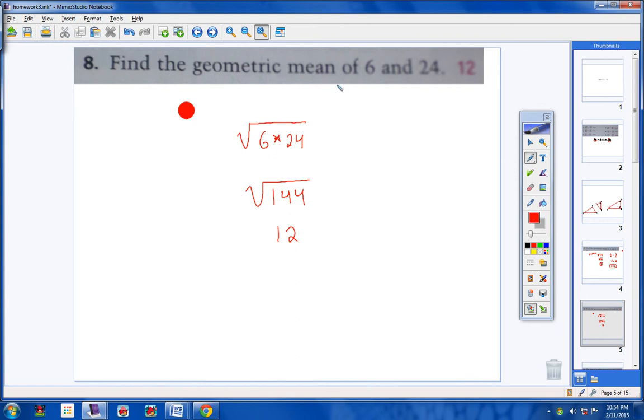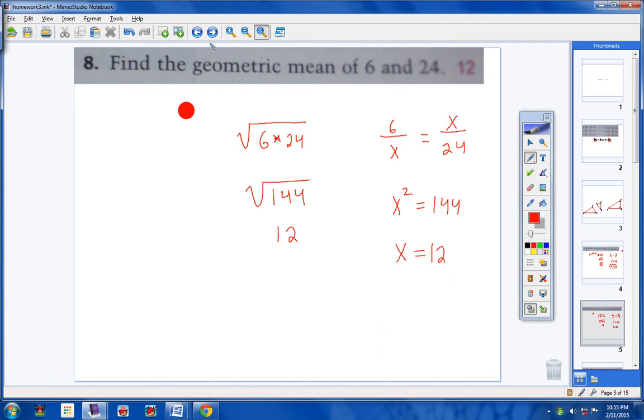Another way is to take the two numbers that you're finding the geometric mean of, put one of them in the top of a fraction, put the other one in the bottom of a fraction, and then fill in the other two spots with x's. X times x is x squared. 6 times 24 is 144. Take the square root of both sides, and you still get 12.